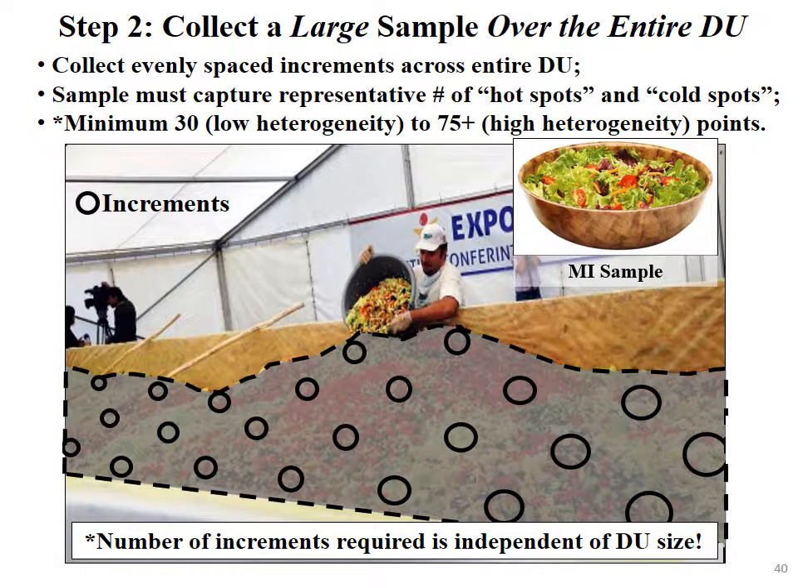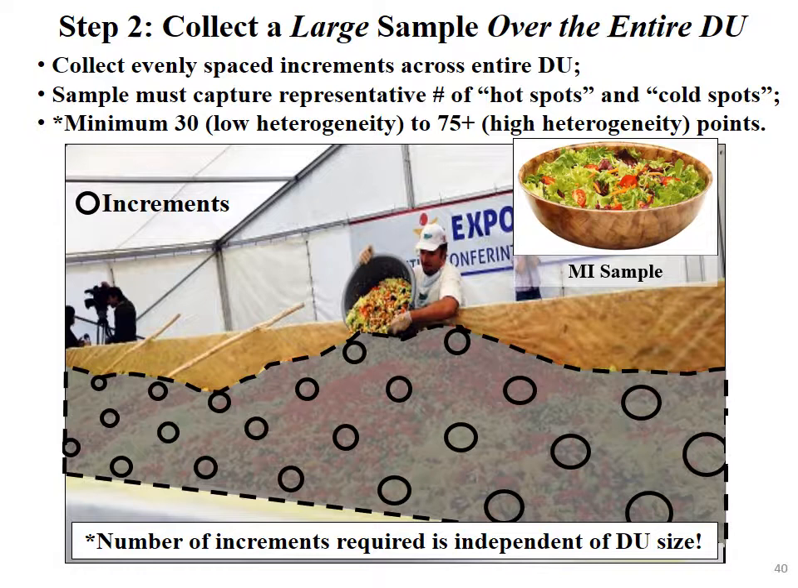So a key point here, again, is that the number of increments required to get a representative sample is independent of the decision unit size. It could be the size of your desk, your chair, or the size of a football field. Sampling theory still applies. Minimum 1 to 2 kilograms of soil collected over a minimum of 30. Actually, in our office now, we would use the default of close to 40 to 50 increment points to get reproducible data.